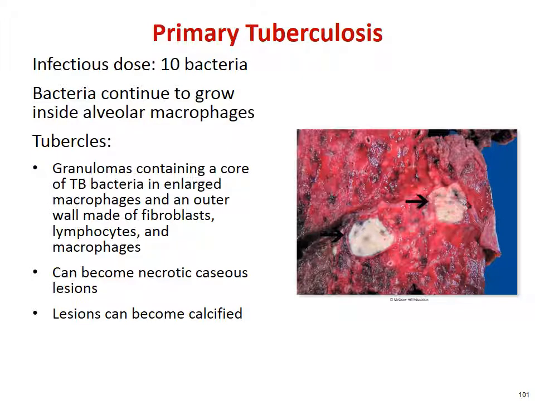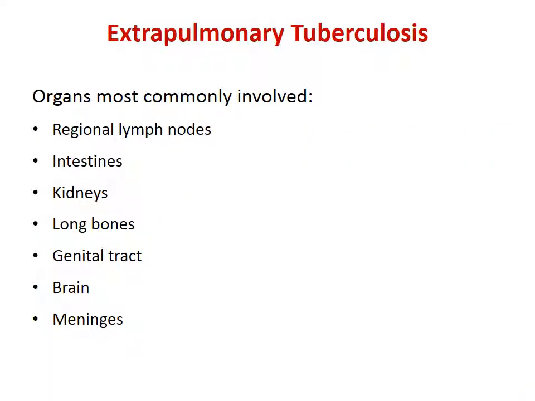So with primary tuberculosis, or the initial infection, we'll see an infectious dose of around 10 bacteria, which is again very, very low. And what happens is the bacteria continue to grow inside of alveolar macrophages, resulting in the formation of a tubercle. Tubercles are going to again be basically a home for all these bacteria. And ultimately what happens is these things become necrotic and then later become calcified. And so we get these calcified lesions that develop. We call those lesions again tubercles.